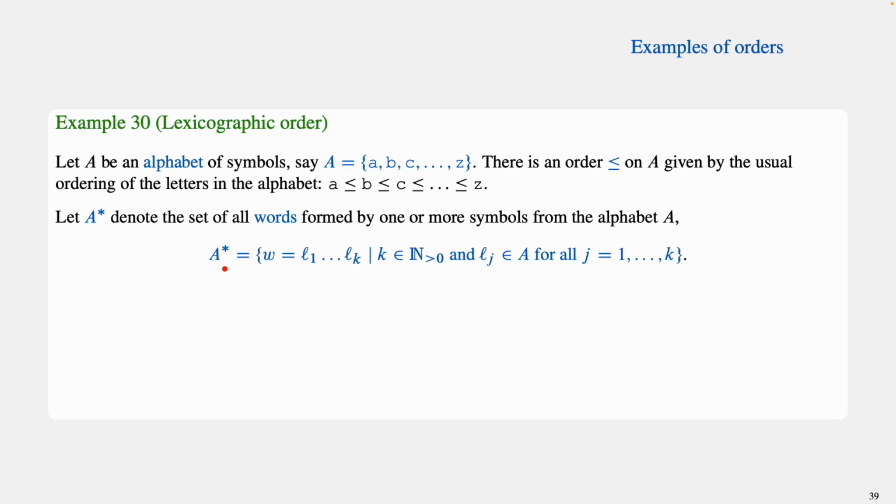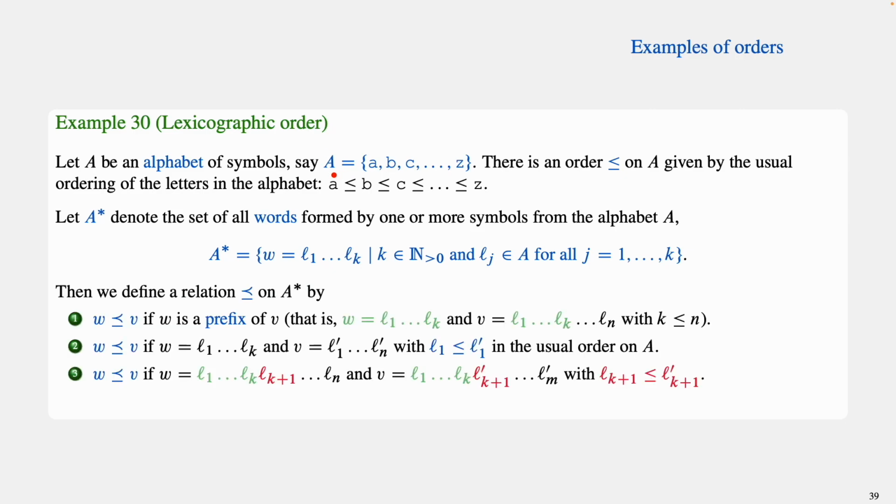So this is to be read as a string of symbols. This set A star contains these words, which are made up of letters L1 to LK for some number K that's positive. So they have at least one letter, and each letter is taken from our original alphabet A. And then we define a relation, which I denote with this symbol, and I also read it as less or equal. So we define this relation less or equal on the set A star, so on the set of words formed by letters from the alphabet A, as follows.